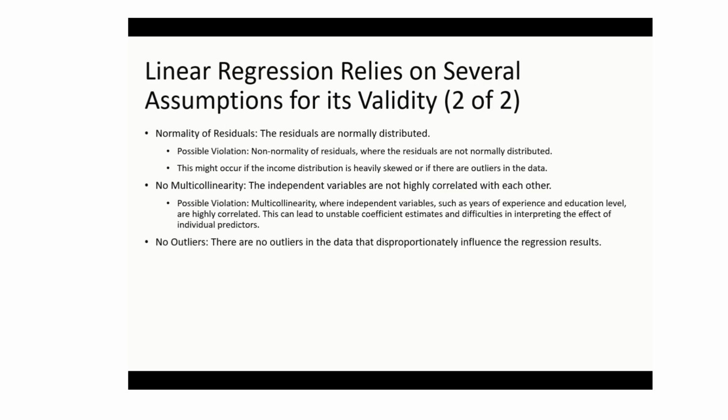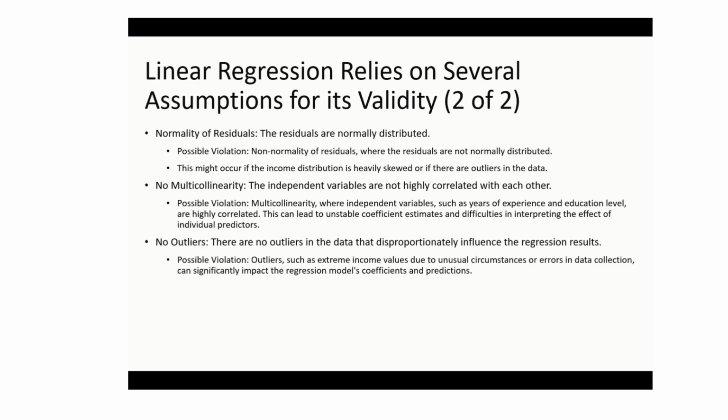No outliers. Again, it's another situation where we try to keep the outliers out of the data because they can influence the regression results. If any of these assumptions are violated, then you can do transformations on the data to make them more in line with these assumptions.